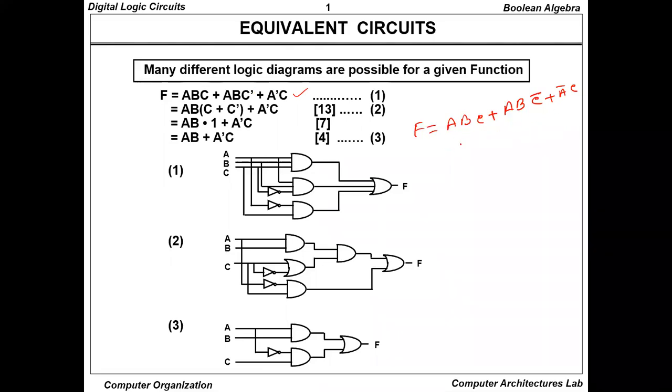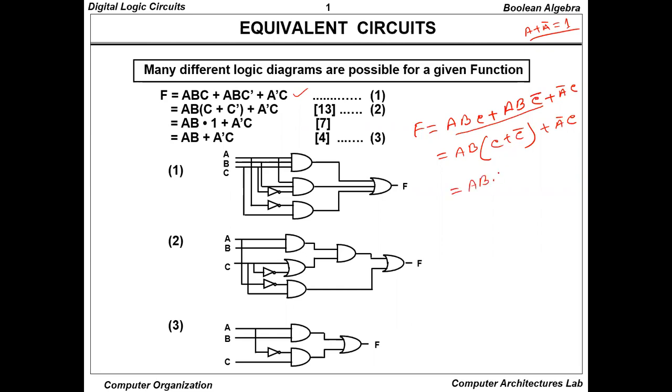At first, you know that both have AB common. So AB is common, so C plus C bar. You know that C plus C bar is equal to, from our previous formula, A plus A bar is equal to one. So this C plus C bar is also equal to one. So AB dot one plus A bar C.